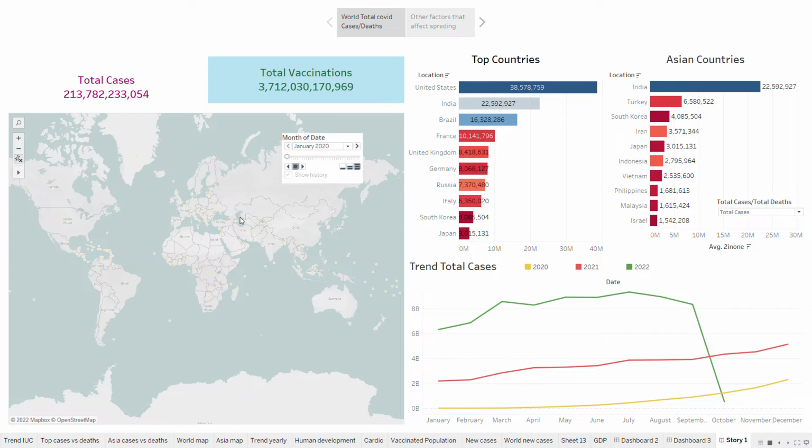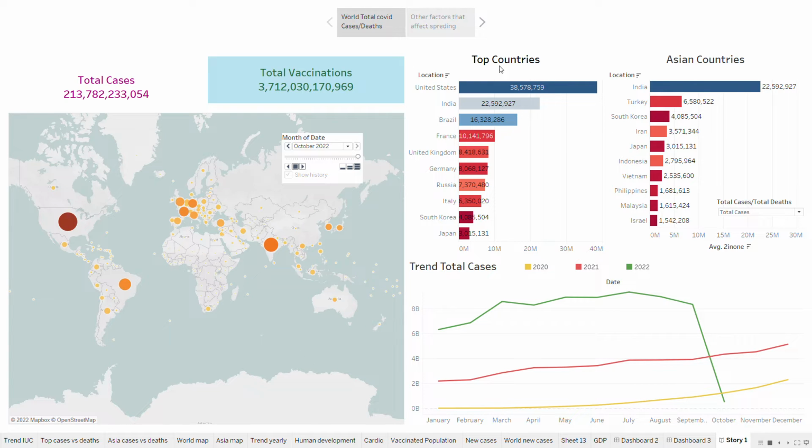After that, this is a world map where you can see the spreading of COVID-19, which is gradually increasing from 2019 to 2022. Here you can see the United States in the lead at the top, where the maximum number of COVID-19 cases are observed. After that, India is at the second level and Brazil at the third level. You can also see the European countries having the maximum number of COVID-19 cases.